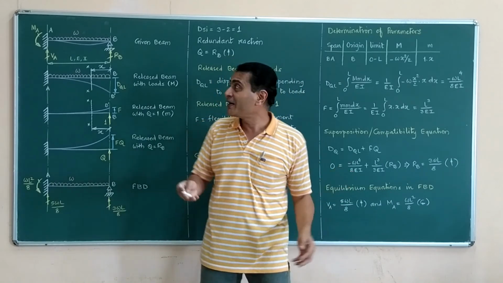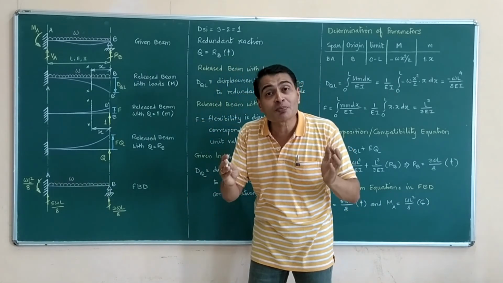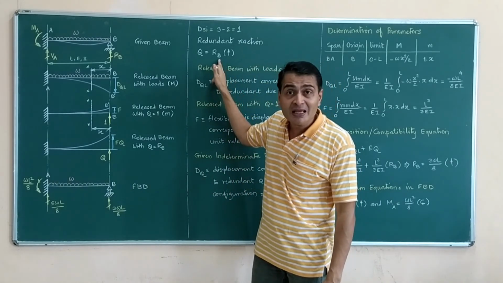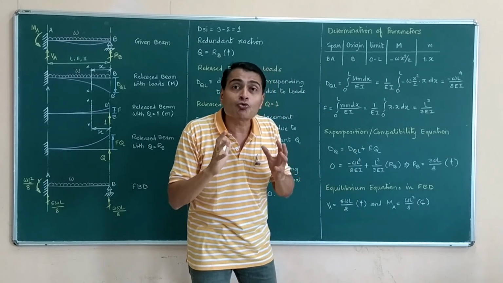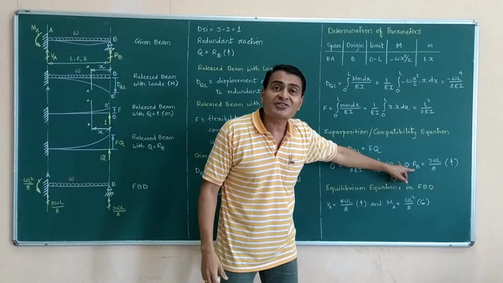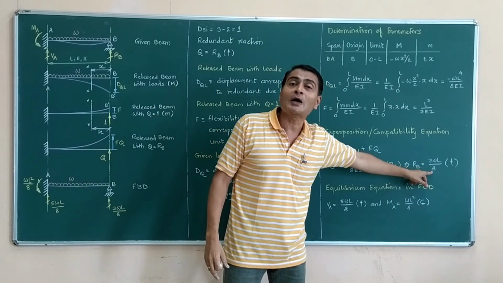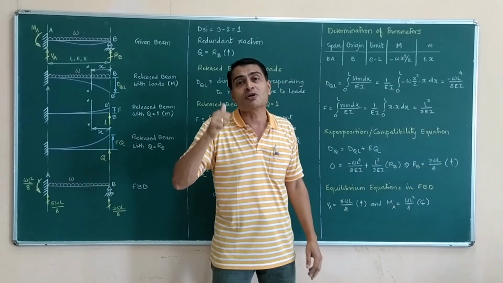Once I get my redundant, see, it's a force method. I started with redundant force as RB, and then I have been able to find my first answer as RB, the value of that redundant, as 3wL upon 8 vertically upwards.